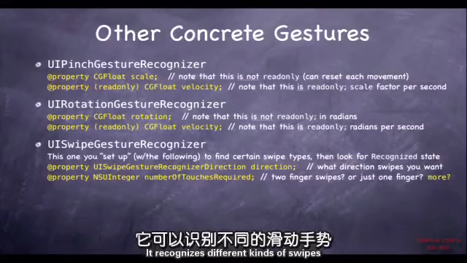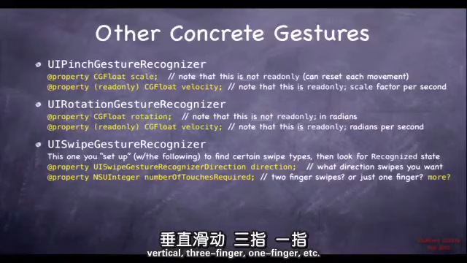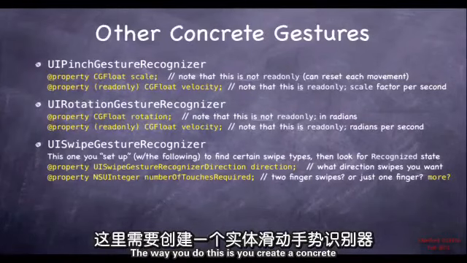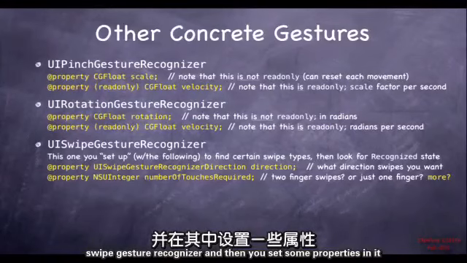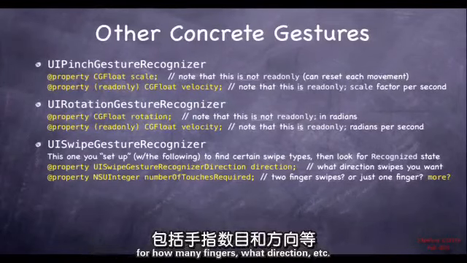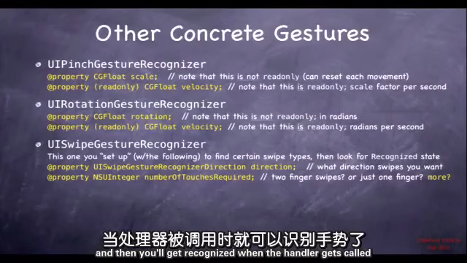Swipe gesture, it recognizes different kinds of swipes: 2-finger swipe, horizontal, vertical, 3-finger, 1-finger, etc. So the way you do this is you create a concrete swipe gesture recognizer, and then you set some properties in it for how many fingers, what direction, etc. And then you'll get recognized when the handler gets called.